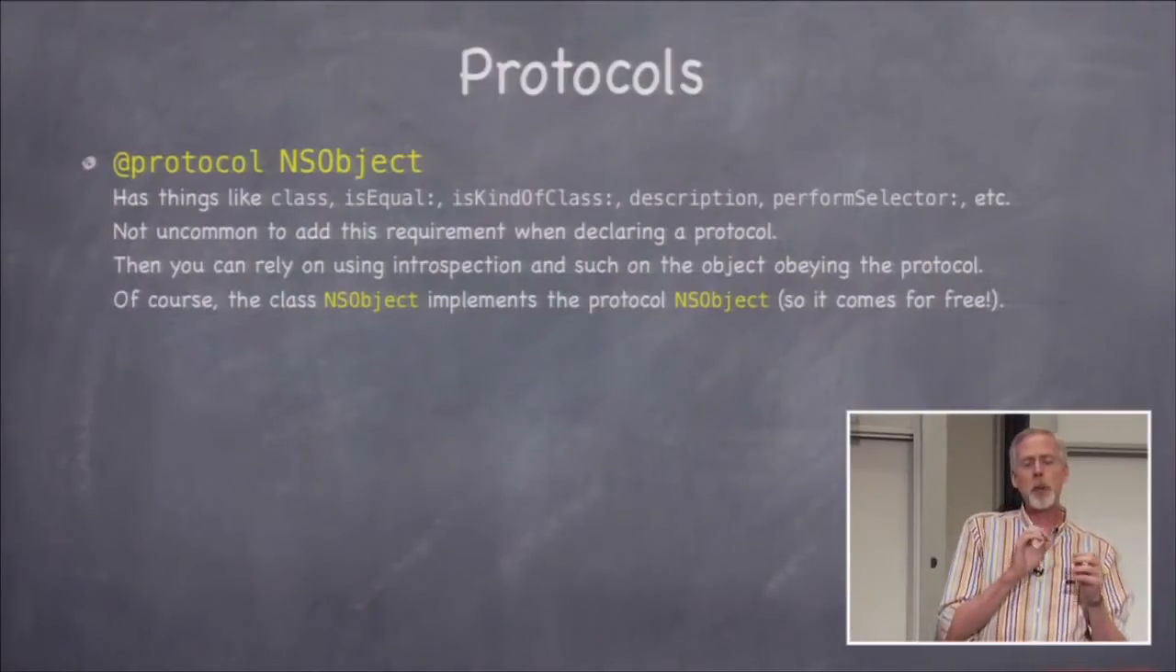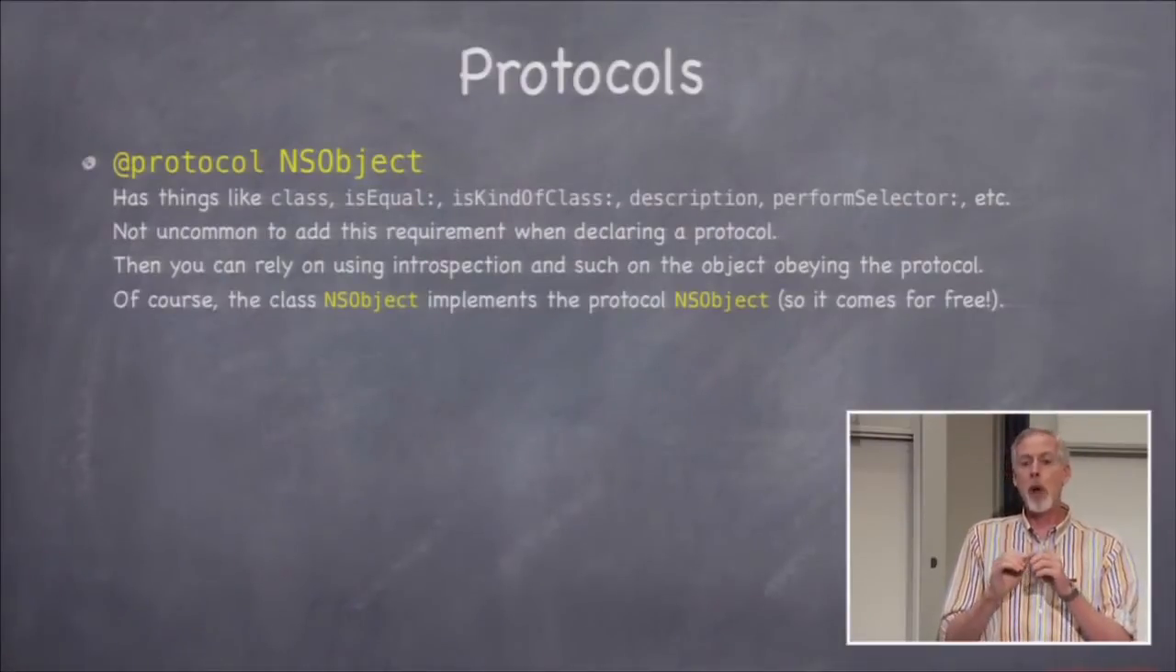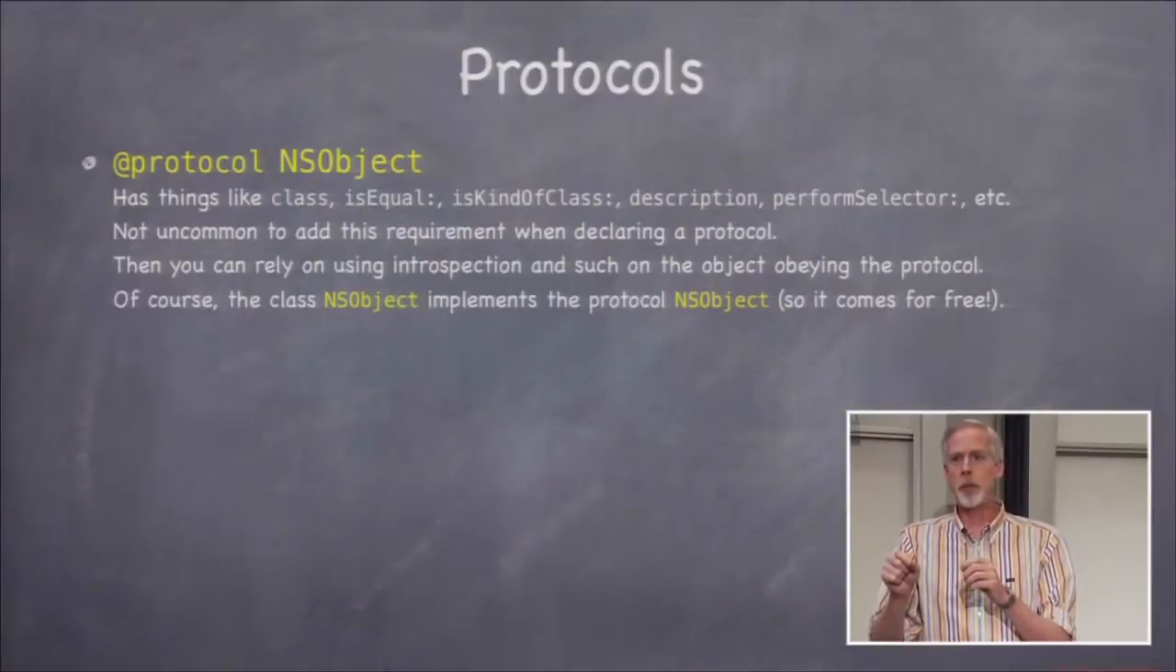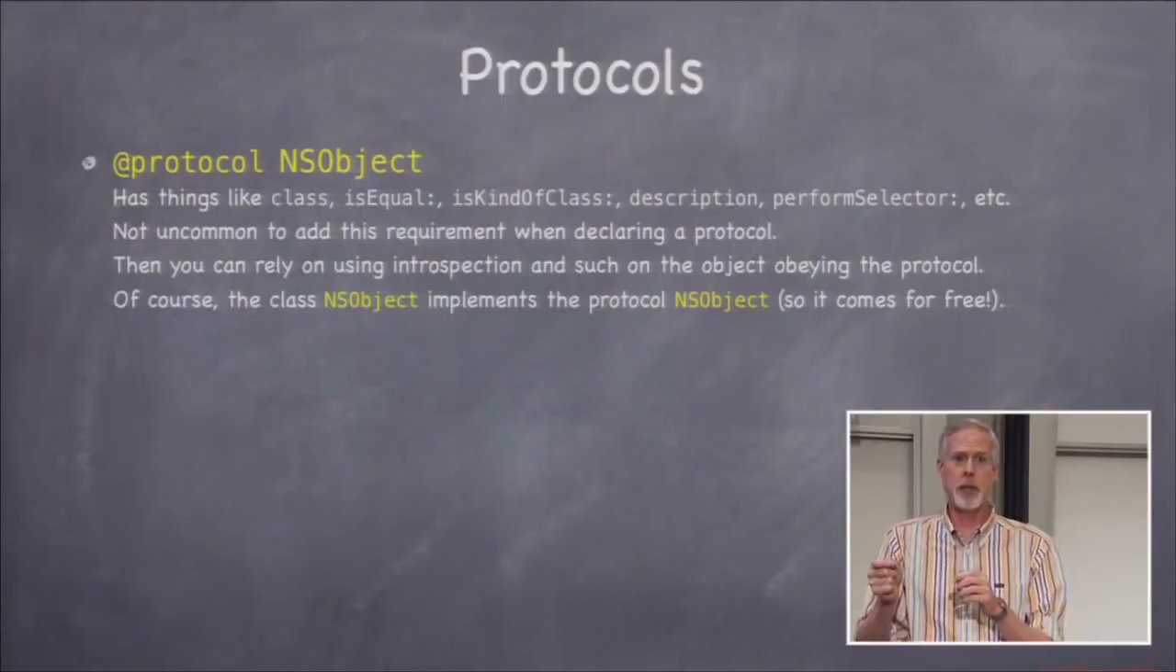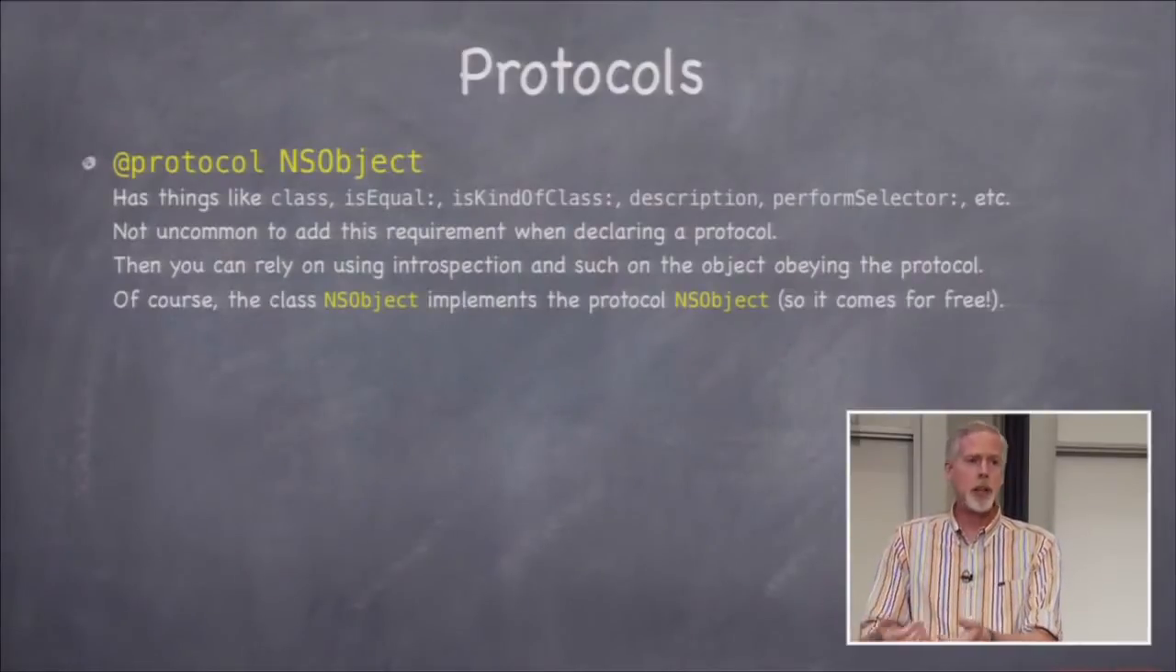The answer is because we sometimes want to declare a protocol where some methods are required, but we also want to require the thing that implements the protocol to essentially be an NSObject. We want it to be an NSObject. We want to be able to maybe use introspection, things like that.